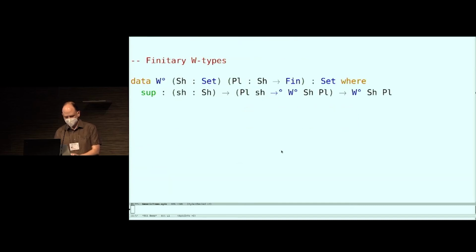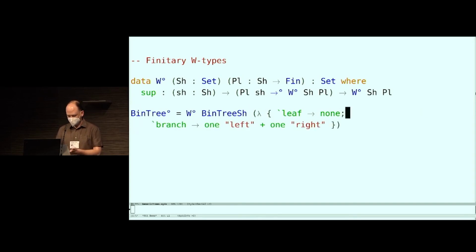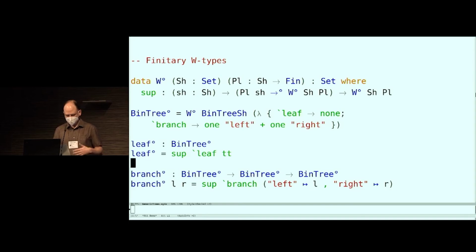And after which we get to write exactly the same definition of W types, but this time we're saying that the collection of places is a finite function. So each shape has only finitely many places, and the subtrees of a node of a W type are a finitary function from the places, giving a subtree for each place. So now we can write the same binary tree type again, and here we say that a leaf has no places and a branch has two places, one called left and one called right. We can write, as before, the leaf and branch constructors.